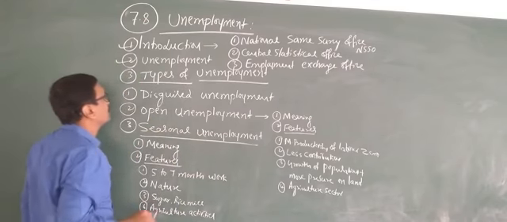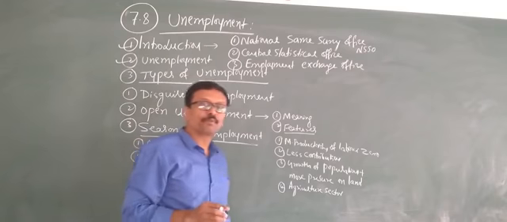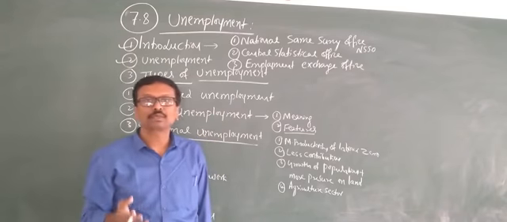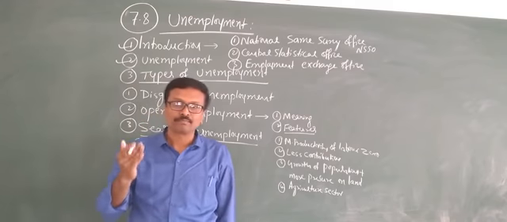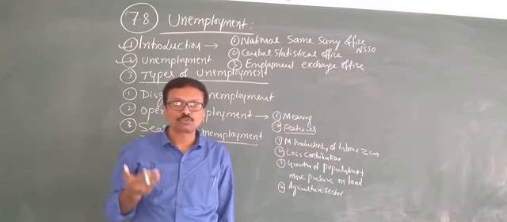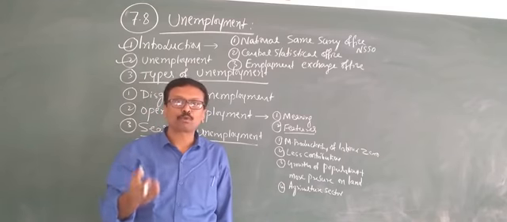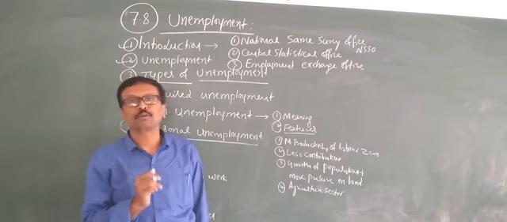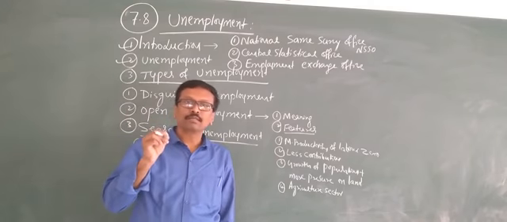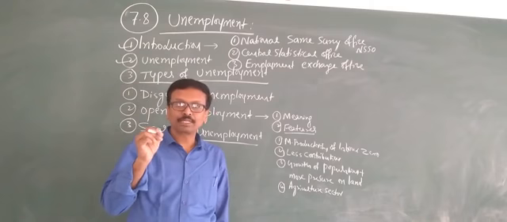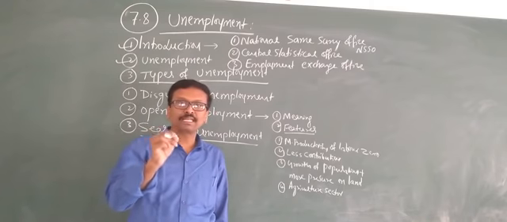Then the next, second point: what is unemployment? In a 2 marks question, you may be asked to give the meaning of unemployment. Unemployment refers to a situation in which a person who can be gainfully employed in any productive activity is not employed. In this meaning, productive activity means income generating activities.